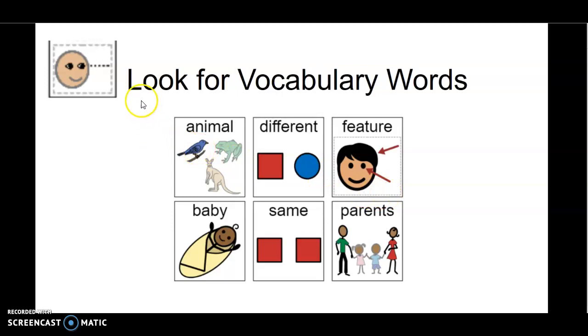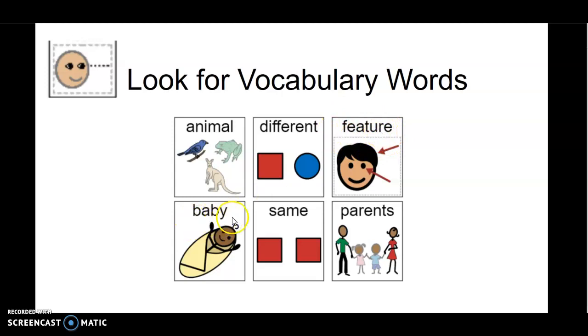And as we read our article, I'd like you to look for vocabulary words. So once again, if you see any vocabulary words throughout the story, go ahead and circle them with your finger or point to them and shout them out. And some of those words you might look out for are animal, different, feature. Feature are our eyes, nose, mouth, ears. Those are features.